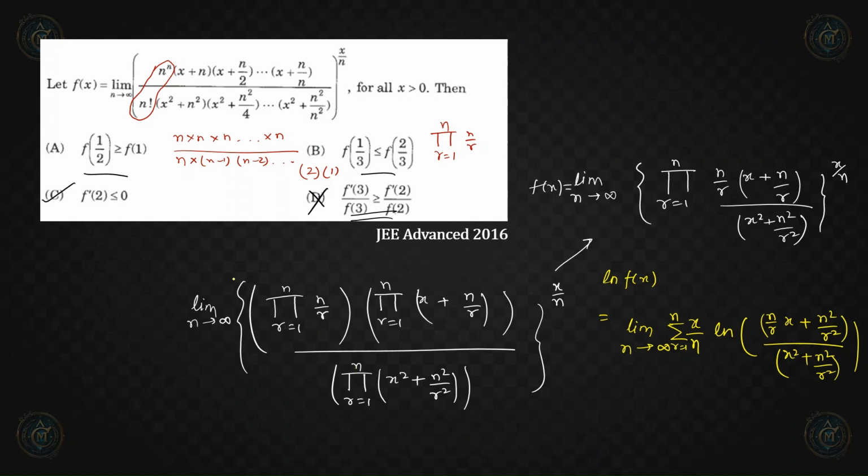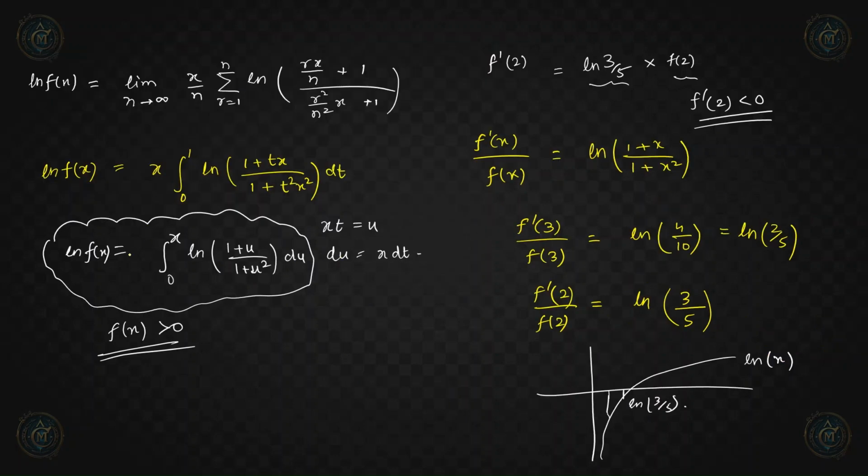Now if we try to check option A and option B here, we have to check the nature of this function. From this equation we can write f of x is e to the power this thing, the integral from 0 to x of log of 1 plus u divided by 1 plus u square du. So this thing we can check easily.